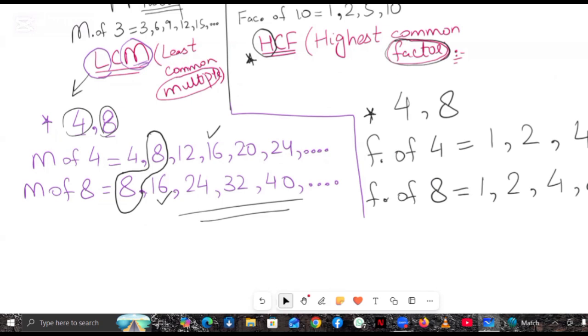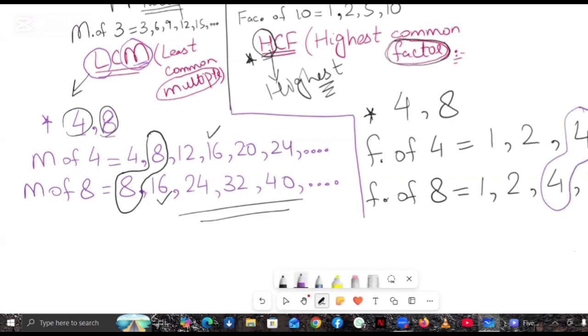And one more thing, factors are limited, means we can count the factors of any number. Like if we have the number 1000, we have limited factors, because you count factors from 1 to 1000, but you can't count multiples of any number, because multiples are unlimited. Now see here, HCF. H means highest. In HCF, you have to find the highest common factor. Which one is the highest common factor of 8 and 4? Very good, 4. This one is the highest.